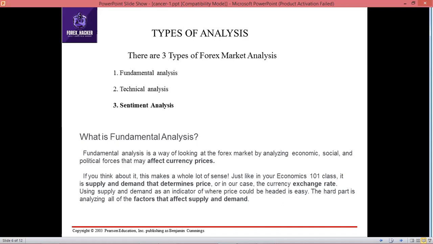I don't know if you are getting this. So this is telling you that I want to trade GBP USD. If I'm a fundamental analyst, what I will do is go to the news. I'll go and check what is actually happening in Great Britain. Do you get me now? What's actually happening in Great Britain?